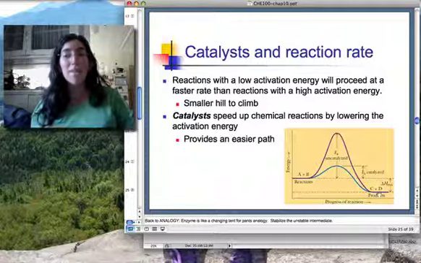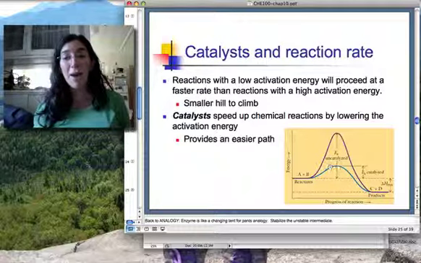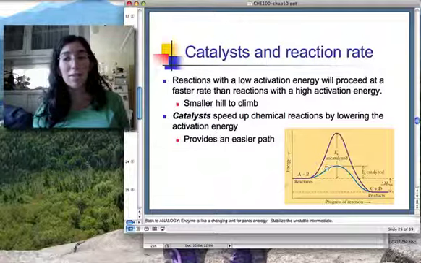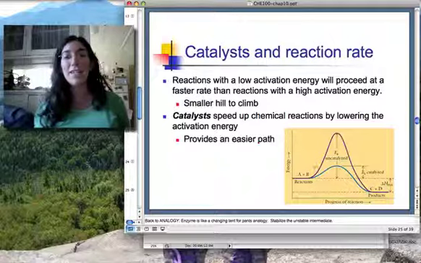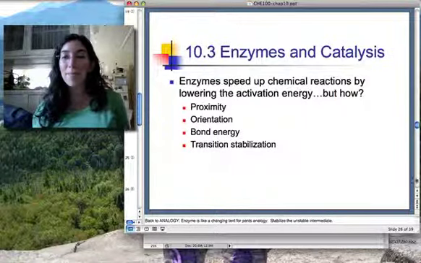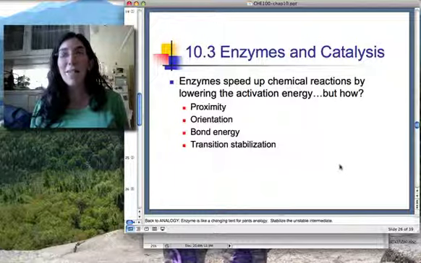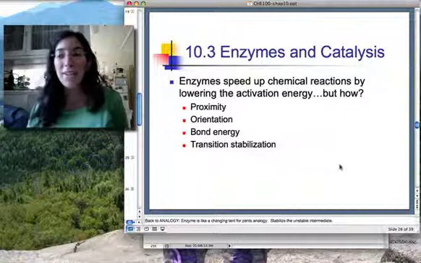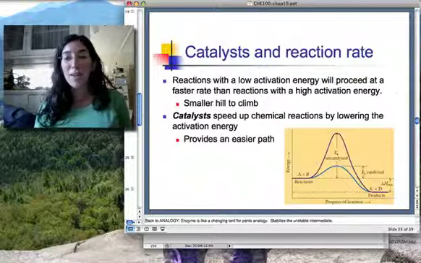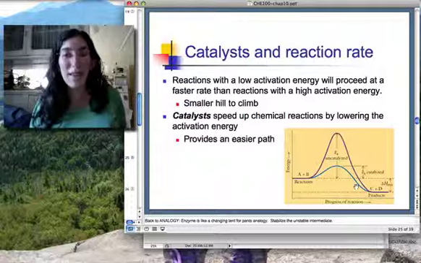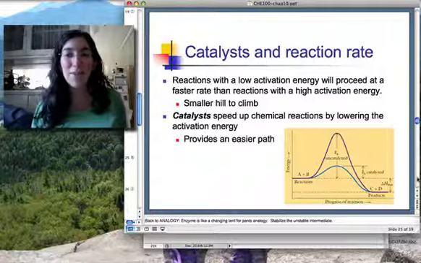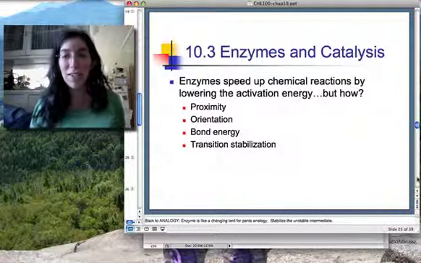Okay? Enzymes reduce the amount of activation energy that's needed, so the reaction can occur much faster because it has a much smaller hill to climb. Okay? It provides an easier path for the little person on a bicycle. Okay? So how exactly does it do that? It's great to say that enzymes speed up chemical reactions because they make this little hill smaller. What does that mean, that they're making this hill smaller? How do they do that? How do they change the activation energy?